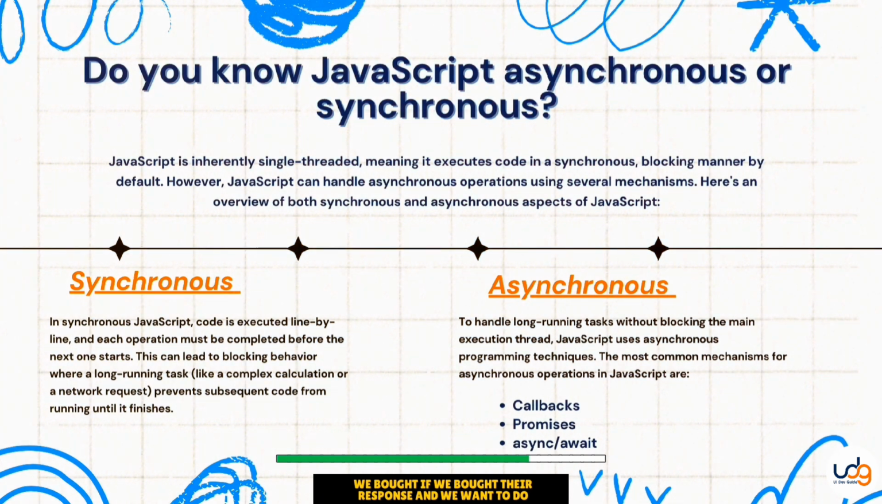But if we want that response and we want to do something with it, then to handle those operations, we can use callbacks, promises, and like RxJS, we can use observables. These are the things which can make it asynchronous.